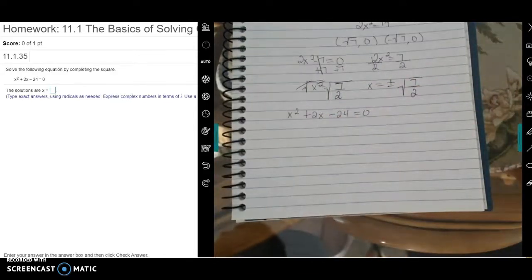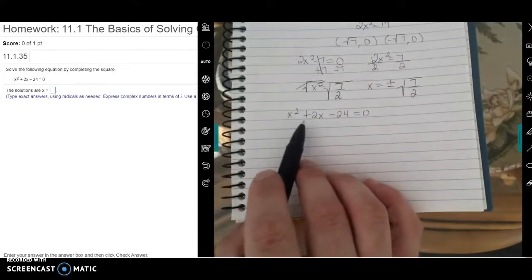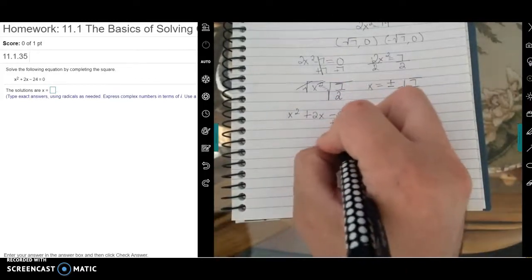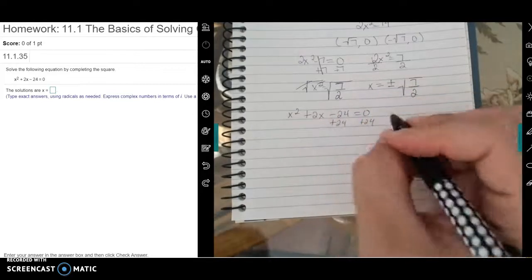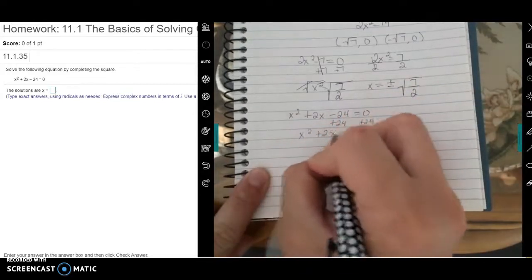All right, your first step is to get your x terms on one side by themselves. So we got to get rid of this 24. So we're going to add 24 to each side. So that's going to leave me with x squared plus 2x equals 24.